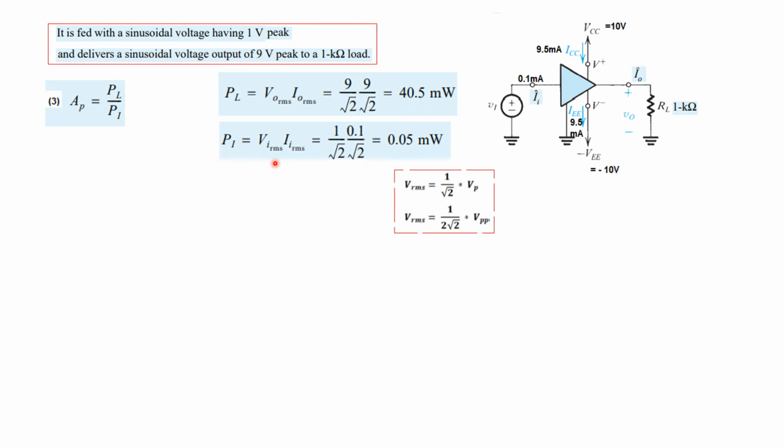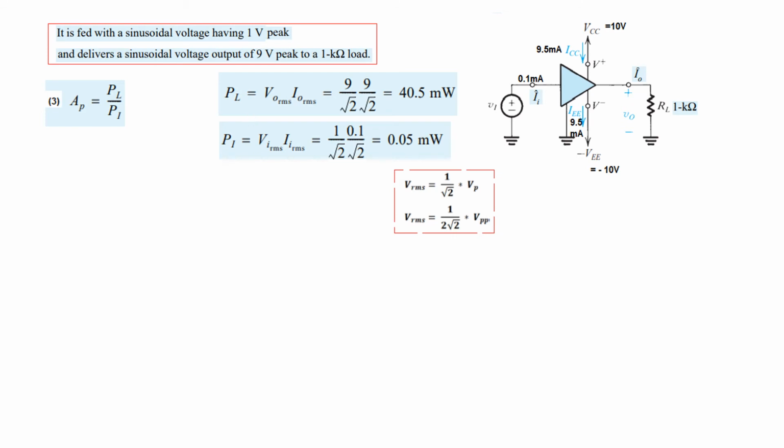The input power, we know that the input voltage was 1 volt peak, and so it is 1 over under root 2. And input current was 0.1 milliampere peak, so this is also divided by under root 2, and so the answer is 0.5 milliwatt. Because of this milliampere, this is milliwatt. So we have got the two powers.